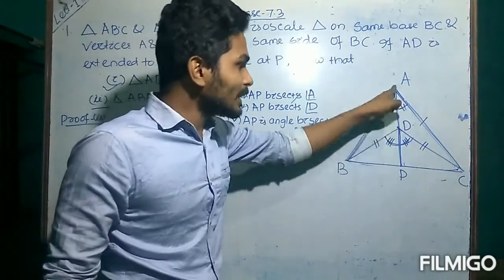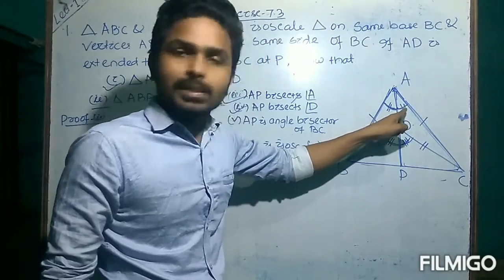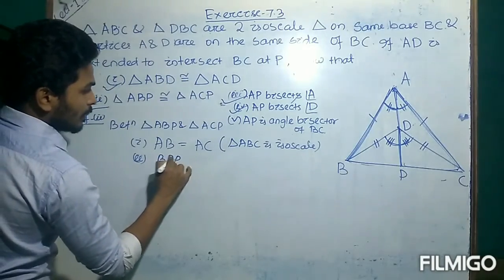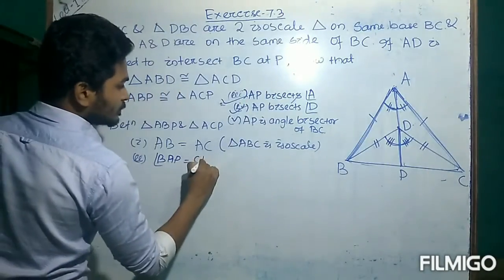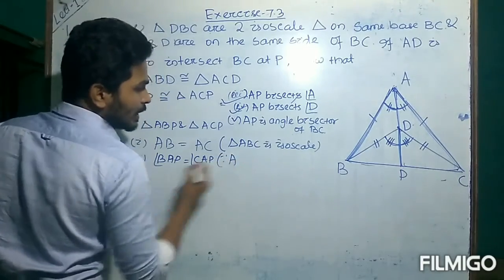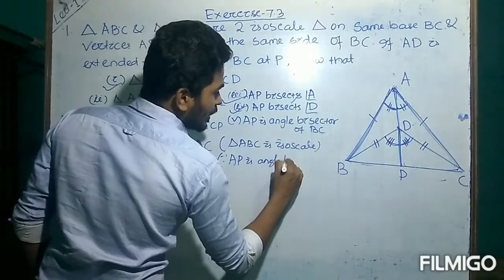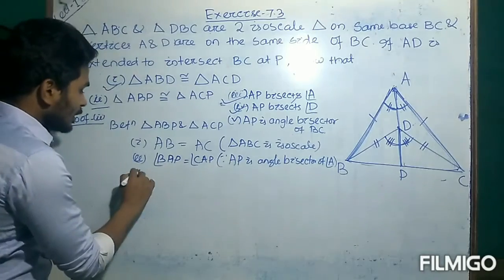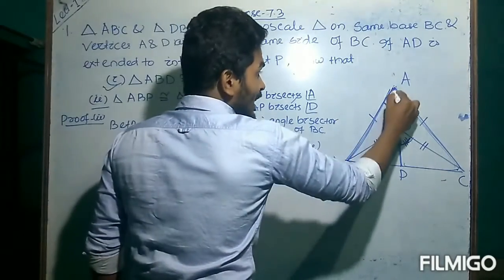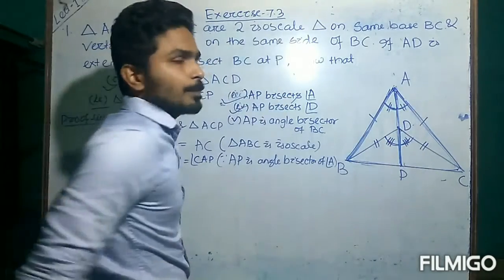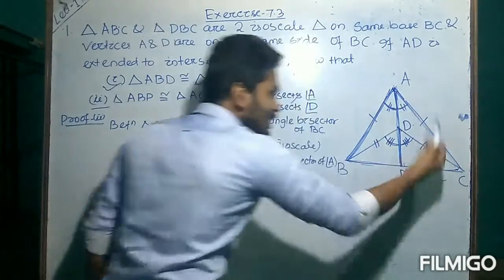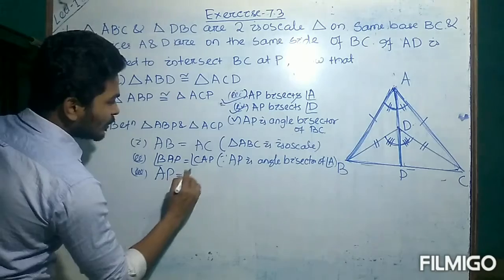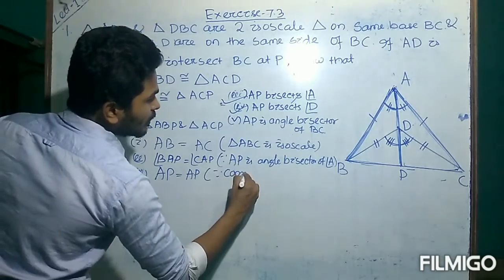Next, in triangle ABP this angle is equal to this angle in the other triangle, because we have proved that AP is the angle bisector of angle A, that means this half is equal to this half. So you can write angle BAP is equal to angle CAP, as AP is the angle bisector of angle A. Understood? Then the third condition: for triangle ABP, AP is a side, and for triangle ACP, AP is also a side. So AP is the side which is common to both triangles. So the third condition is AP is equal to AP, common side.